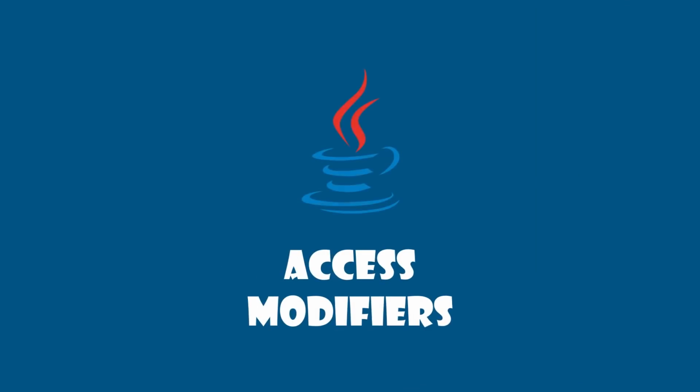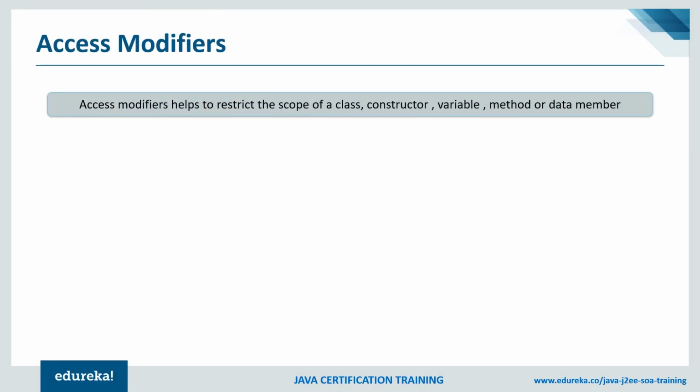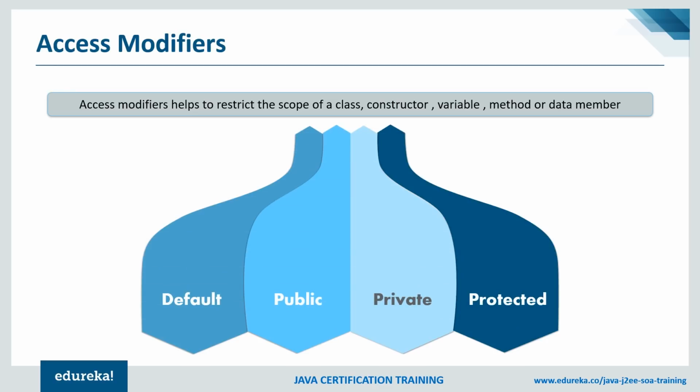Now, when I'm talking about these modifiers which are used with respect to methods, guys, there are 4 different types of access modifiers, and these modifiers are going to restrict the scope. It's basically limiting the access, till where it is accessible, right? They can be applied on a class, on a constructor, on a variable, on a method, or on a data member. Data member means an attribute or field of an object. So we have default, public, private, and protected as 4 different access modifiers.